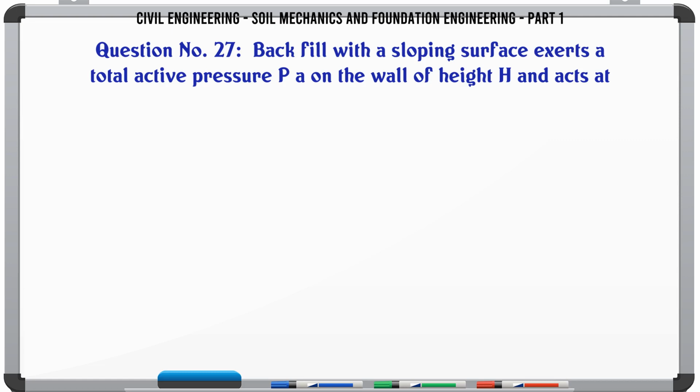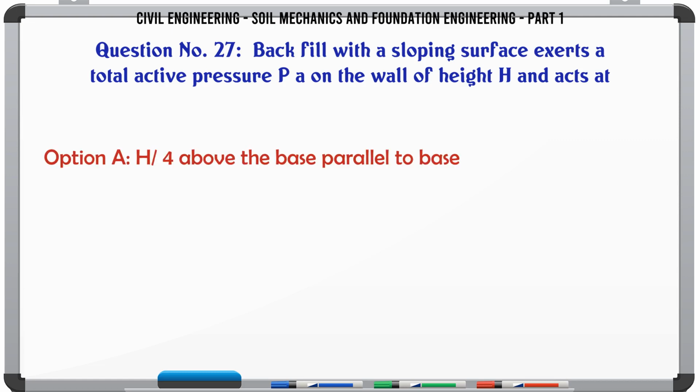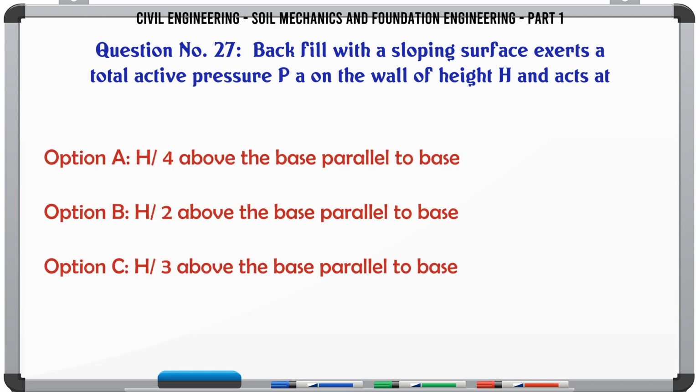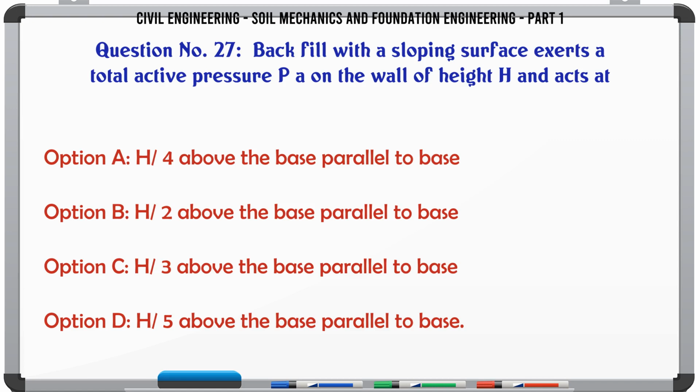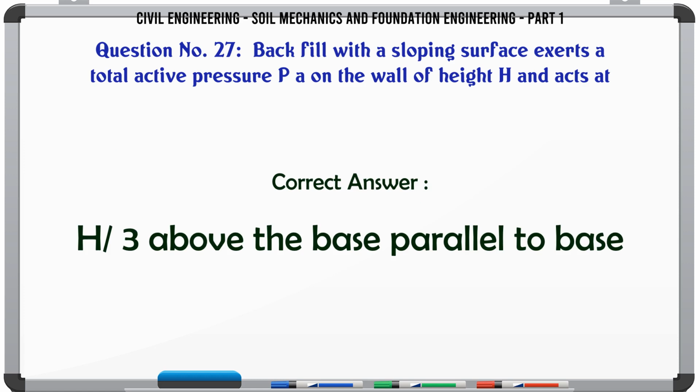Backfill with a sloping surface exerts a total active pressure Pa on the wall of height h and acts at A. h/4 above the base parallel to base, B. h/2 above the base parallel to base, C. h/3 above the base parallel to base, D. h/5 above the base parallel to base. The correct answer is h/3 above the base parallel to base.